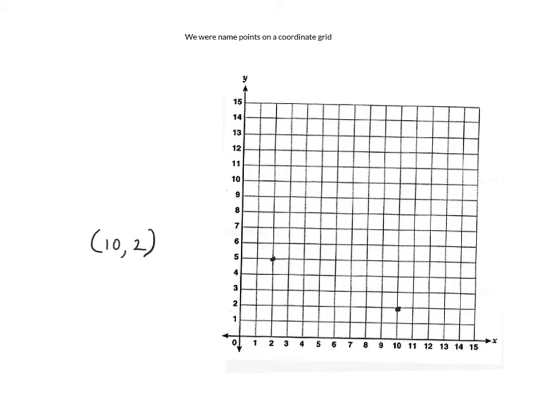This is here. If we go down the hall or down our x-axis, that's a 2. And up the stairs or y-axis, it's a 5. So our ordered pair is going to be (2, 5).